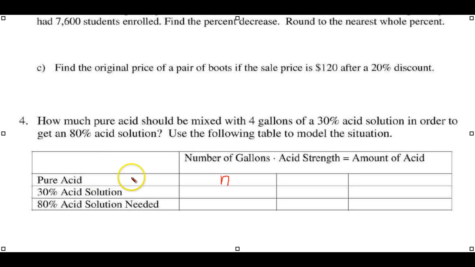Now here's the key. What is the percent of pure acid? Well, it's 100%. That if we convert it to a decimal, is this. Now this is critical. You'll see why here shortly. Now, we're going to mix it with 30% acid solution. How much 30% do we have? Well, we have 4 gallons, and that is 30%. Now, when we finish, how much will we end up with? Well, we're going to have the N amount, which is unknown, plus the 4. And what strength will this be? Well, it's going to be 80%.